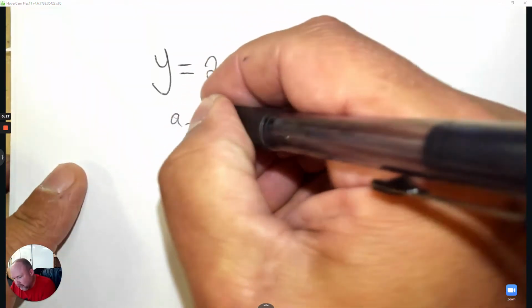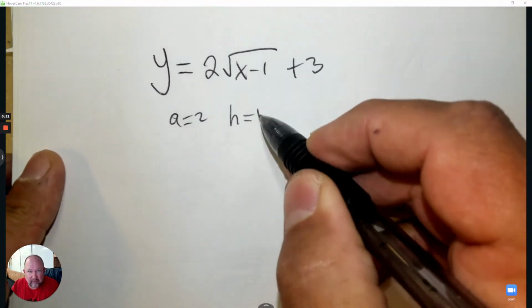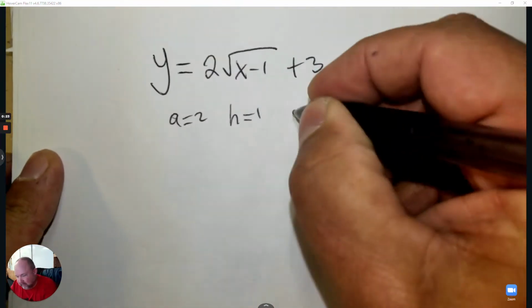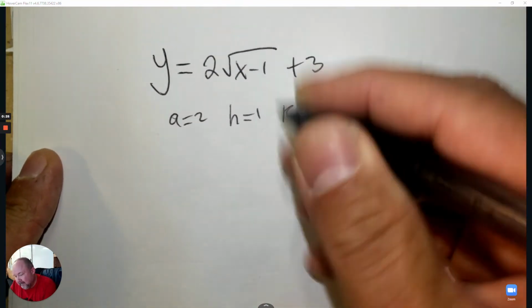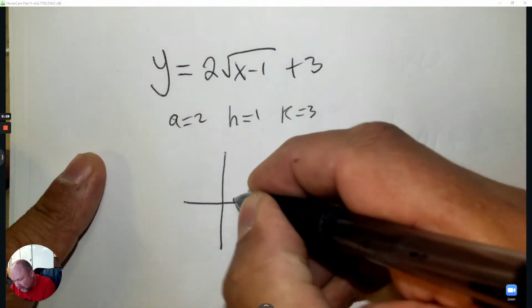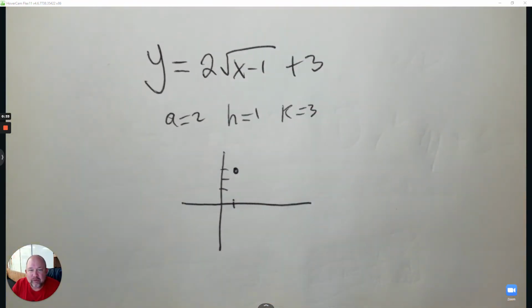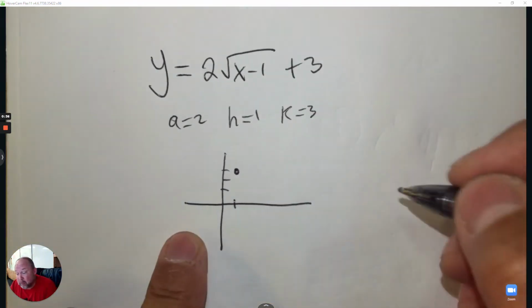So a is 2, h is positive 1, be careful there, the sign does change, and k, the sign stays the same. Now, hk is where my graph starts. So I'm going to start at 1 and 3, and that's where my graph starts. Now I want to find two more points.